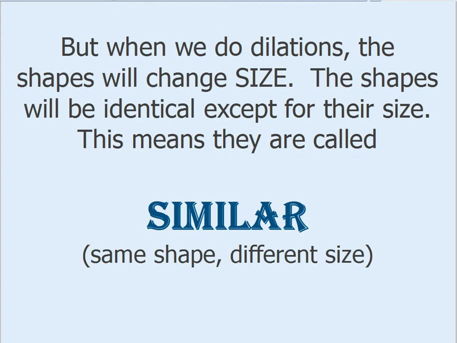Then you did a fourth kind of transformation called a dilation. Dilation can be either an enlargement or a reduction. So the shape almost stayed the same, right? It was the same shape, but it simply changed size. When we change the size of the shape, but the shapes are identical in every other way, we call those shapes similar. So similar in your notebooks, you need to write that as same exact shape, but a different size.